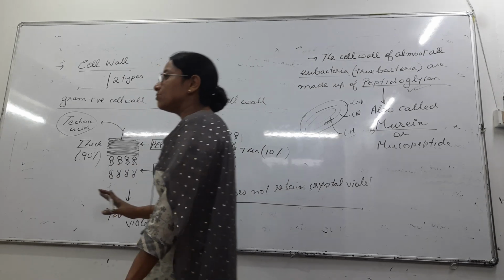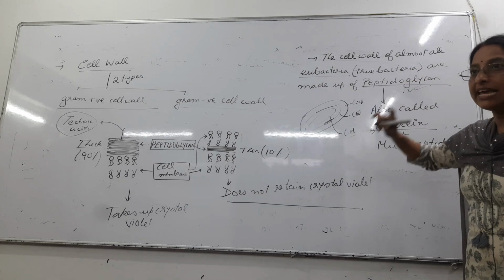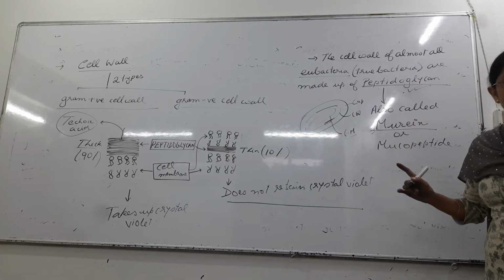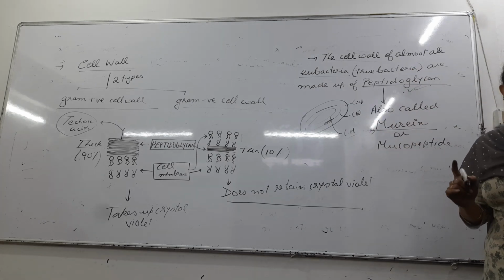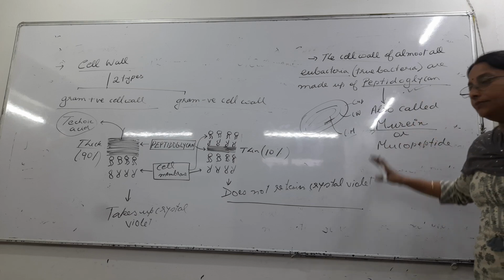So we will have to learn the differences. Next point that we have studied is this one. Whenever we talk about cell wall, generally plants come up. Plant cell wall is made up of cellulose. But bacteria cell wall is made up of peptidoglycan. Okay?